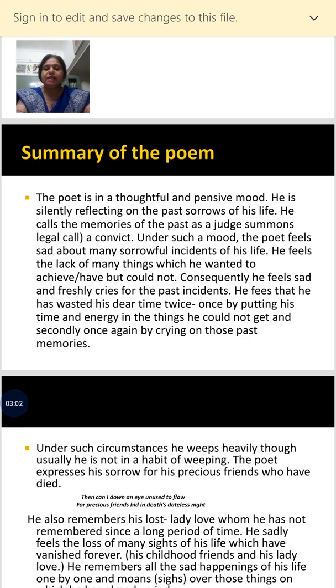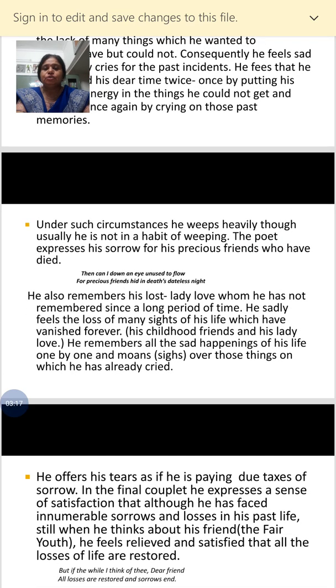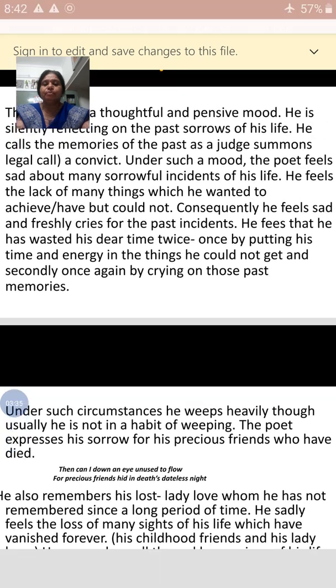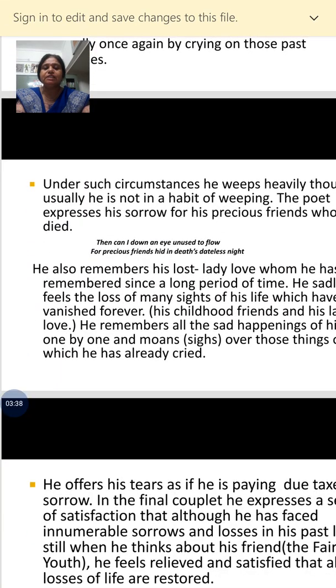He feels that he has wasted his dear time twice. Once, by putting his time and energy in the things he could not get, and secondly, once again, by crying on those past memories. So to continue with the summary, under such circumstances he weeps heavily, though usually he is not in a habit of weeping. The poet expresses his sorrow for his precious friends who have died. Then can I drown an eye unused to flow for precious friends hid in death's dateless night.